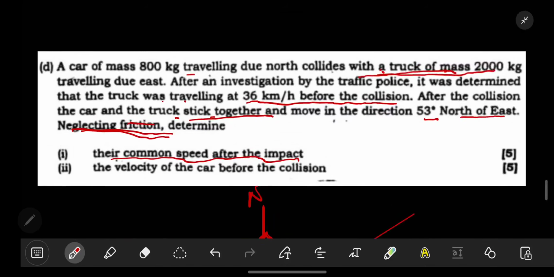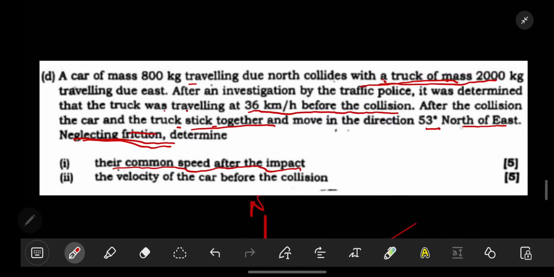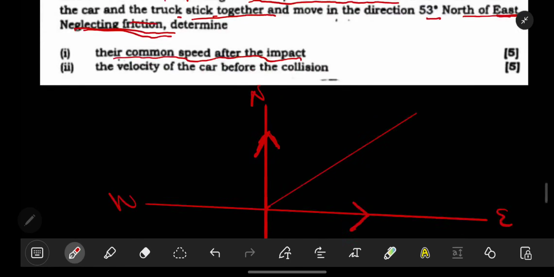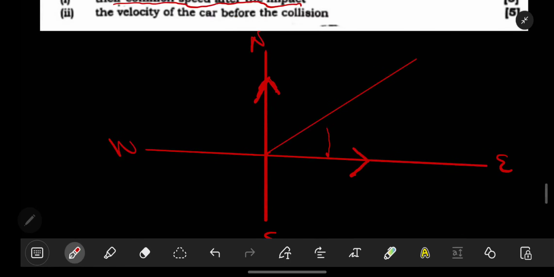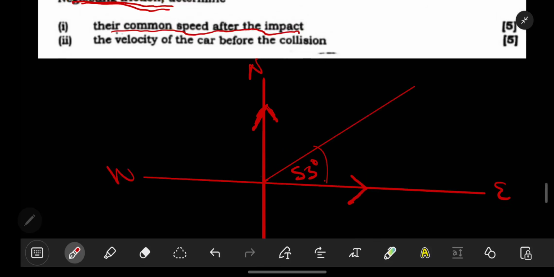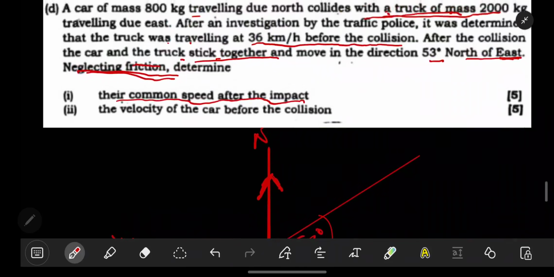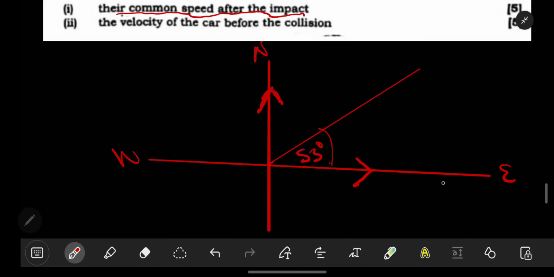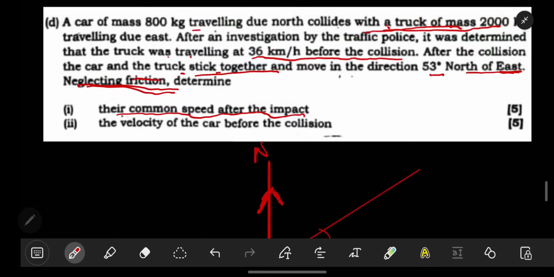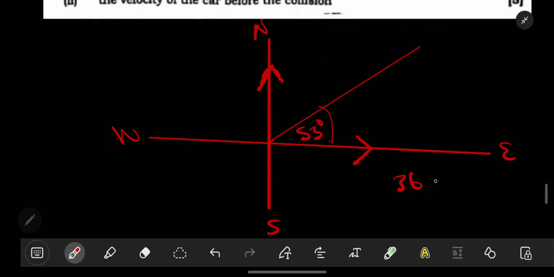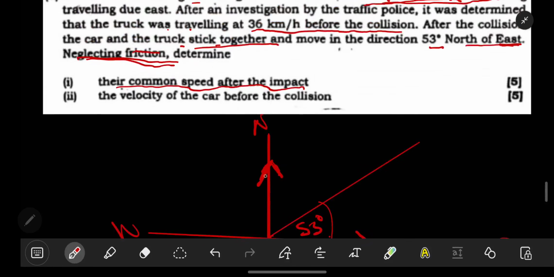Now north of east means begin from your east until you meet the line. So the angle must be here, 53 degrees, like that. We have been told that this truck was moving at a speed of 36 kilometers per hour. This one, the common speed, we are not told.